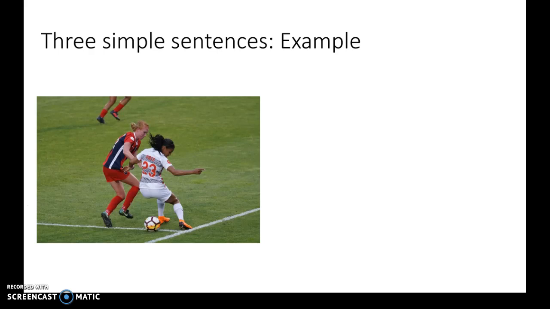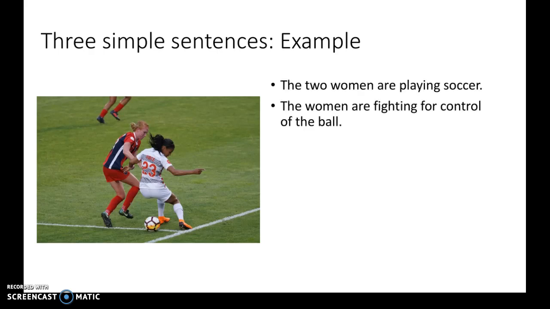So here are my simple sentences. The 2 women are playing soccer. The women are fighting for control of the ball. And the ladies are competitive soccer players. If these sentences were to appear in a paragraph together, it would read, the 2 women are playing soccer, the women are fighting for control of the ball, the ladies are competitive soccer players.